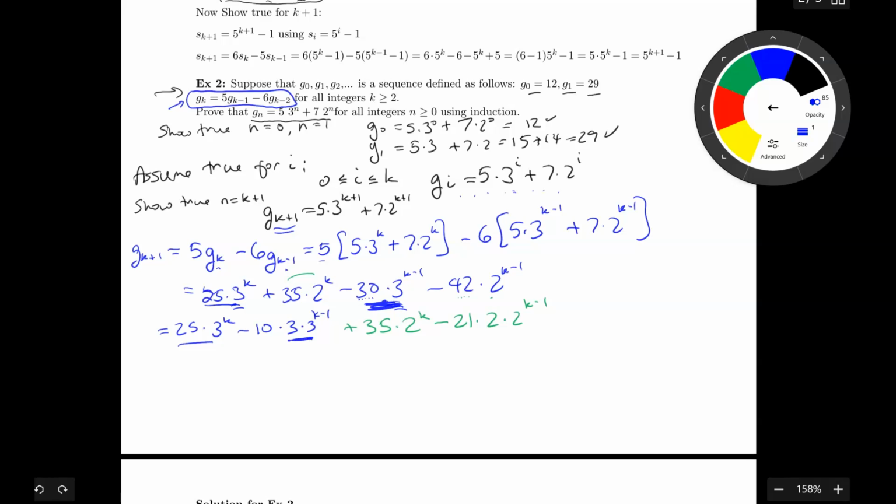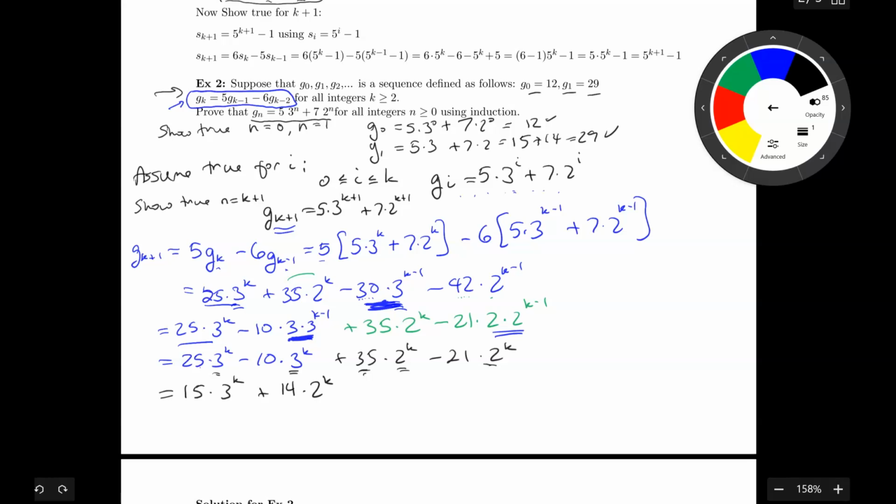So let me go slow. So this is the same as saying 3 to the k, right? So I have 25 3 to the k's minus 10 3 to the k's. So this right here is the same as saying 2 to the k, right? So I have 35 2 to the k's minus 21 2 to the k's. So now I can add these 3 to the k's together. So 25 of them minus 10 of them gives me 15 of them. And here I have 2 to the k's, so 35 of them minus 21 of them gives me 14 2 to the k's.